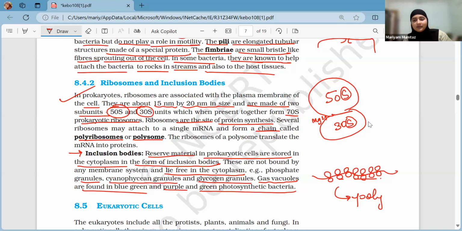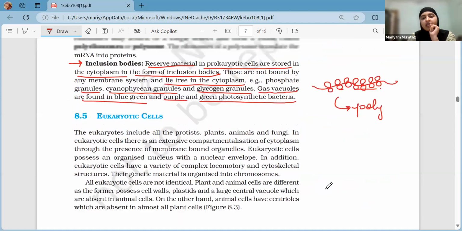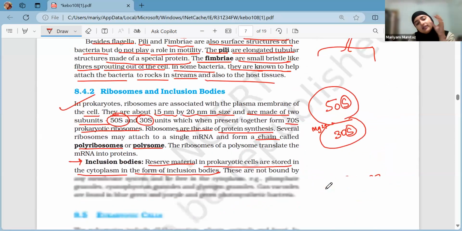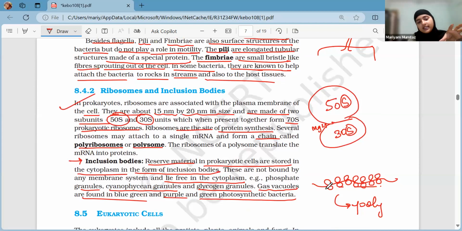The ribosome is the only organelle, whether it is present in prokaryotes or in eukaryotes, that is non-membrane bound; it does not have any membrane. It will only differ with respect to the sedimentation coefficient: 70S in prokaryotes, 80S in eukaryotes. Always remember this one. So with this, we have completed the prokaryotic cell.